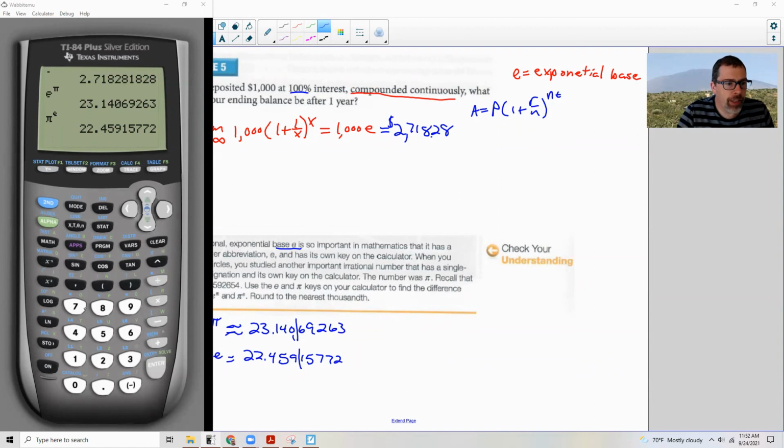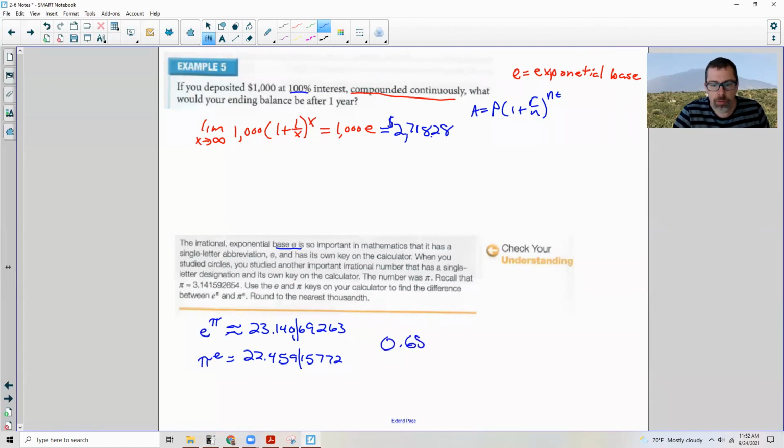So now I'm going to take e to the pi, second e caret second pi, get out of that power, minus pi to the e. And the difference is 0.682. Okay, and that is the difference, 0.682.